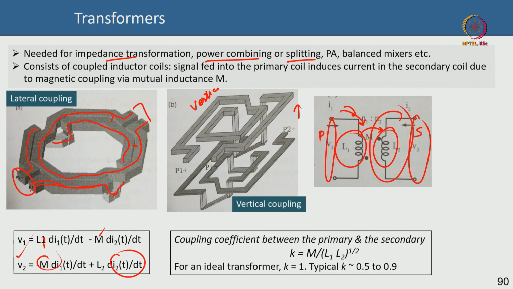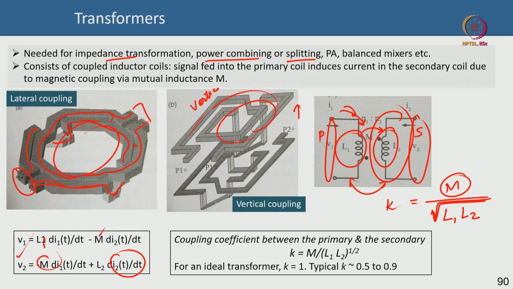Okay. So the coupling between the primary and the secondary coil is defined by this K factor, and that is basically the mutual inductance divided by the square root of the product of L1 and L2. L1 and L2 are the inductance values of the coils, and M is the mutual inductance. So K equals M by the square root of L1 times L2. L1 and L2 you can choose, of course, because this is a spiral coil, this is a spiral coil.